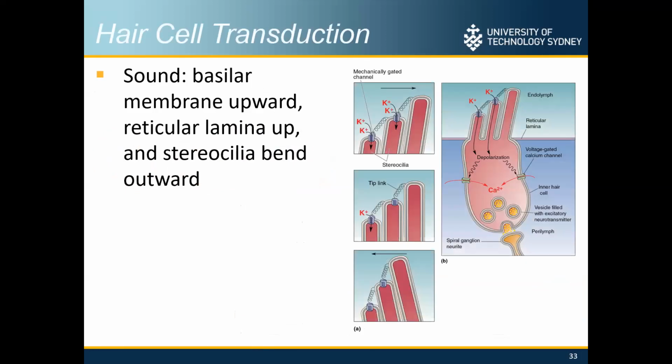As you can see on this slide, bending of the cilia starts the process of generating an action potential. You have mechanically gated ion channels present in the cilia, which open up when the cilia move. This allows for potassium ions to enter the cell, making it more positive and depolarizing the cell. Depolarization of the cell leads to an increase in intracellular calcium ions, which then triggers the release of the neurotransmitter into the synaptic cleft.